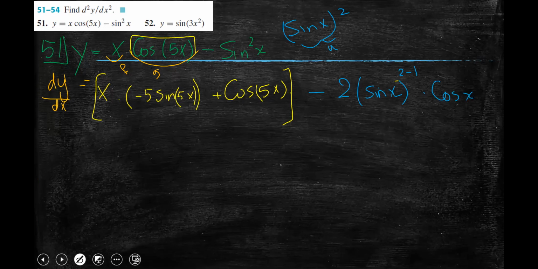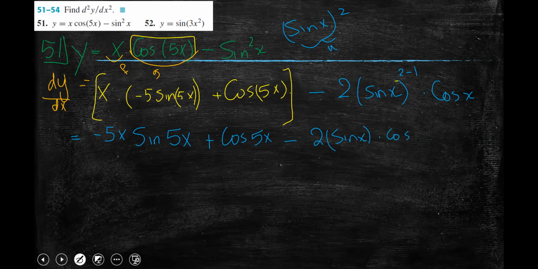Then let's now rewrite it: negative 5x sine 5x plus cosine 5x minus 2 sine x times cosine x. Now what's this? This is the first derivative. I want now to find the second derivative.